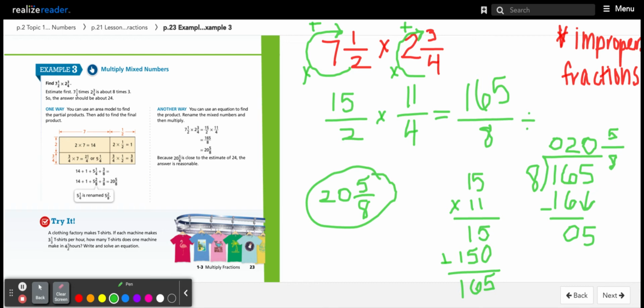Let's think about our steps here. First, we changed our mixed number to an improper fraction. We look to see, can we simplify before we multiply? We multiply straight across, and then we have to change our improper fraction back into a mixed number by doing division.